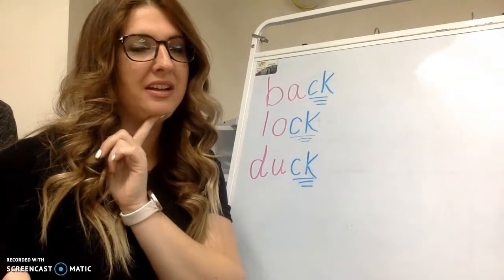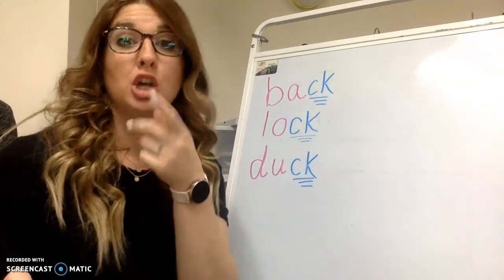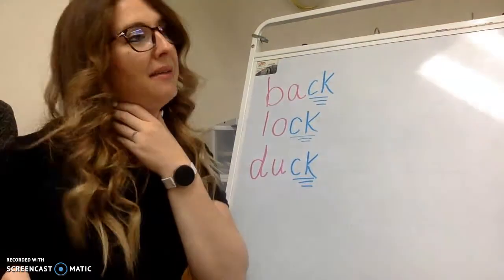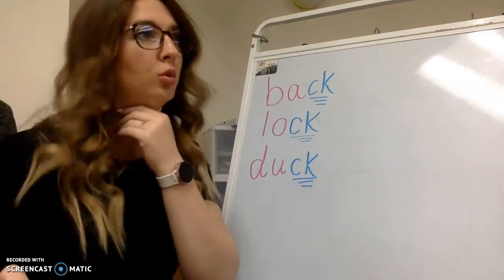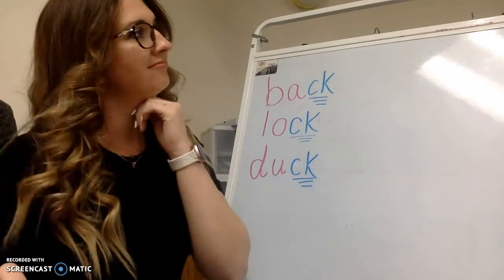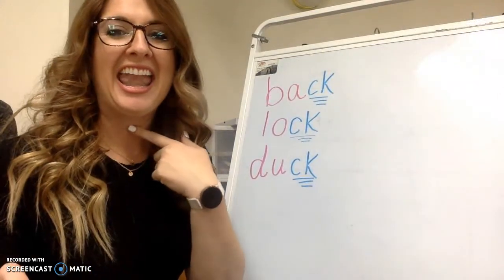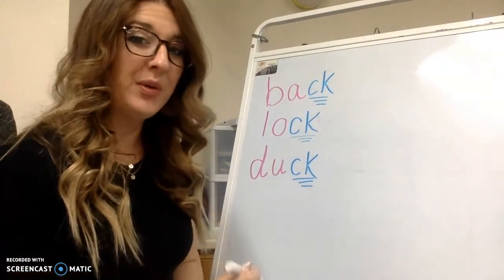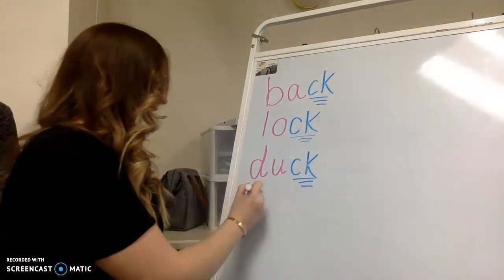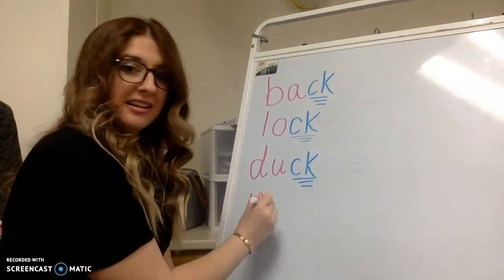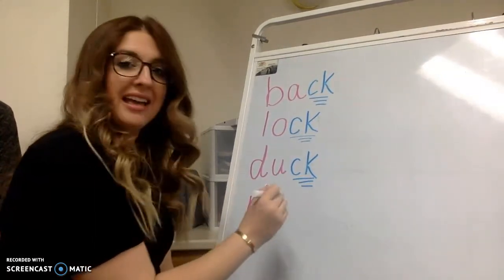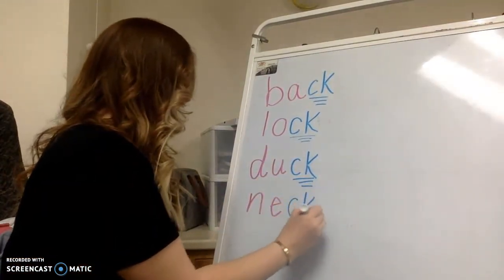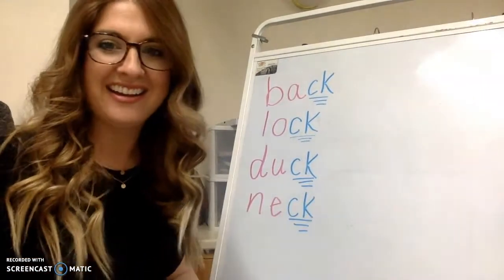I'm thinking of another one. I have one of these. You do too. It holds up our head from our body, and it helps us move our head like this. It's our neck. Neck. Let's sound out the word neck. N, e, k. There's that digraph again. Neck.